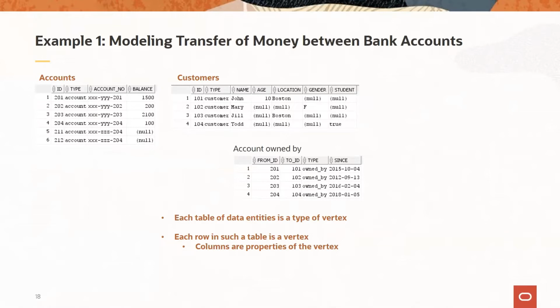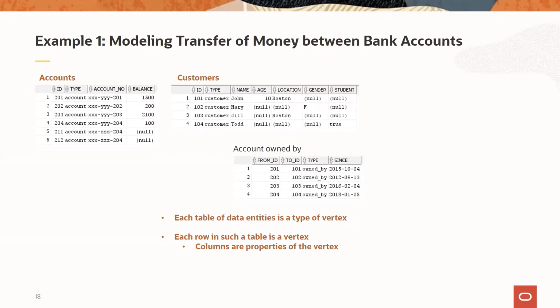So starting with a simple example, you have here a table accounts and a table customers. You can think of these accounts as bank accounts. Then you have a list of customers, and each table has a set of columns. Like in the customer's case, you have the customer name, age, location, etc.